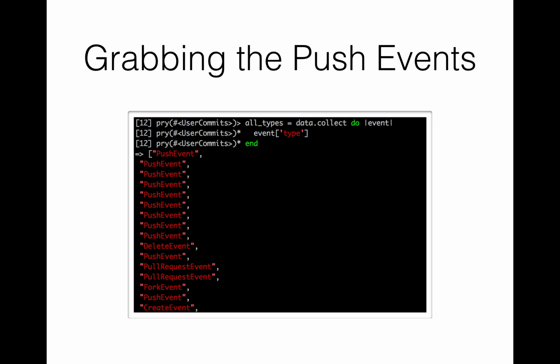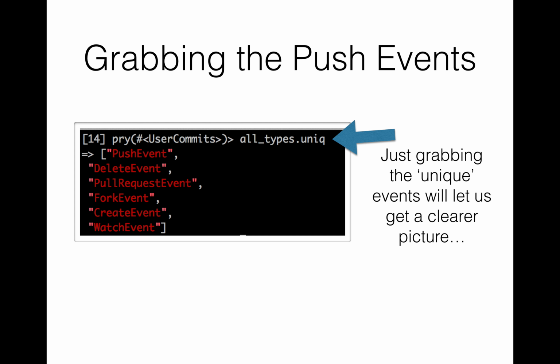So if we're exploring, we can use an enumerable to grab all the data, all 30 events, .collect do |event|, and grab the event type. So what that's going to do is collect each type of event, so all 30 event types. We just want to grab the unique ones because we want to see what's in there. So we can call all_types, which is what we set that collection to, and call unique, and it'll knock out anything that isn't unique. So we can see a clear picture that we have push events, delete events, pull request events, fork events, create events, and watch events in the 30 events that came back to us.